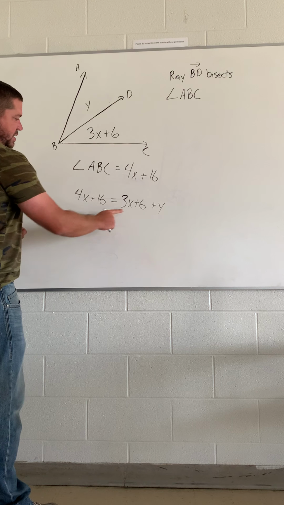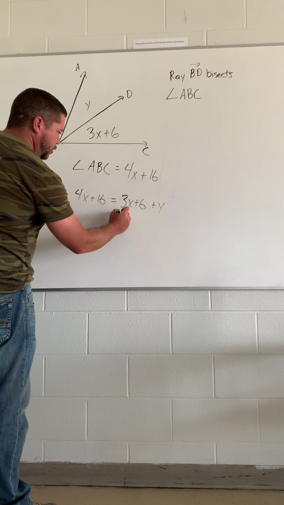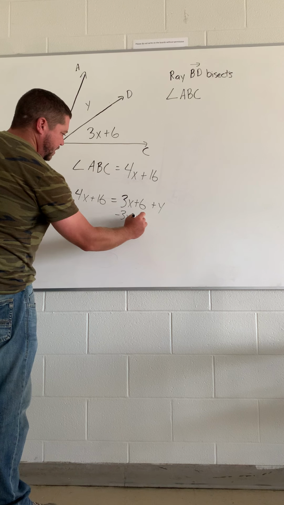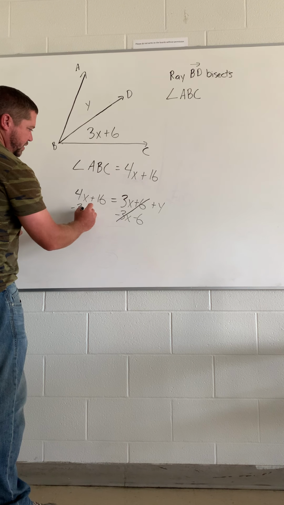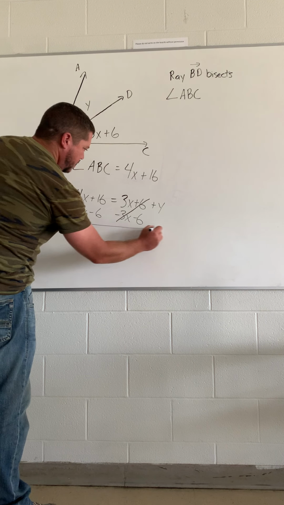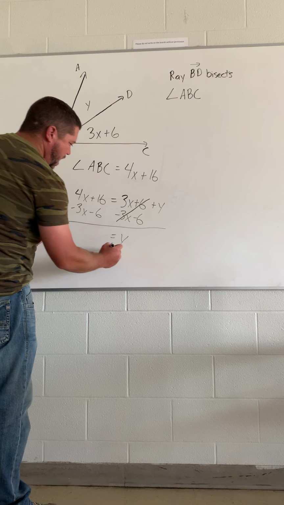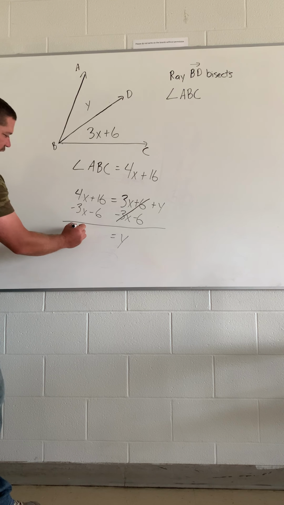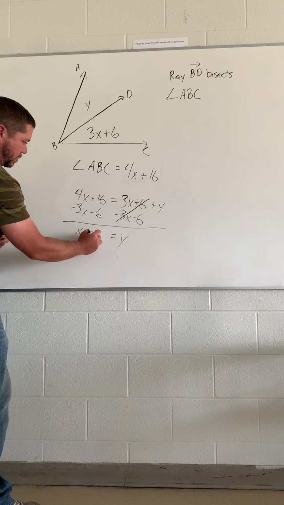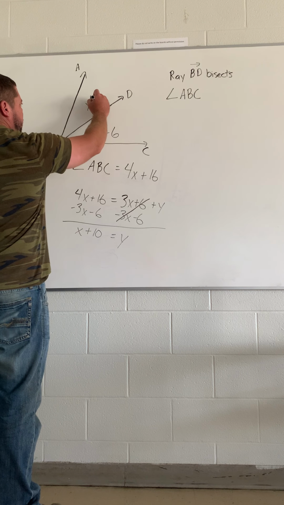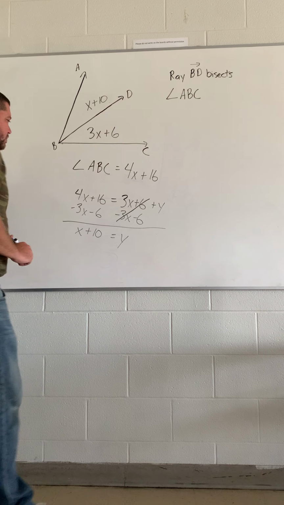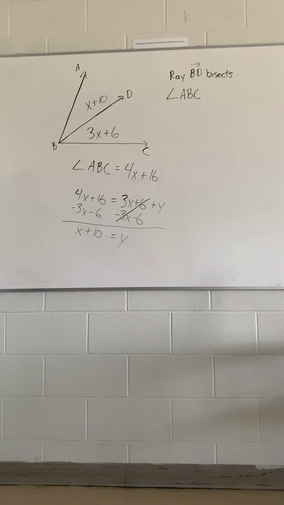So I need to get y by itself. So I'm going to subtract 3x and I'm going to subtract 6 to cancel those out. I'm going to subtract 3x here and I'm going to subtract 6. So that other angle, which we're calling y right now, is going to be equal to x plus 10. So I'm going to change that to x plus 10. Okay, now I can go in and I can solve for my variable x, because I know this is equal to that.